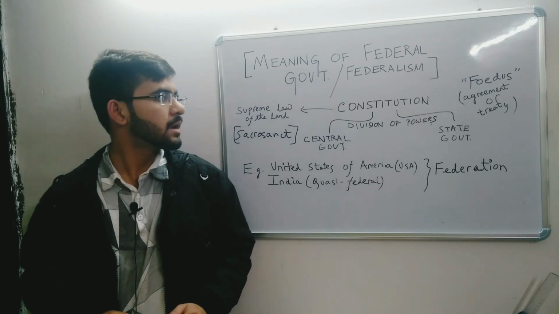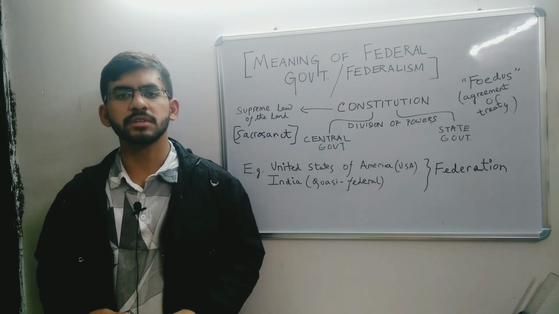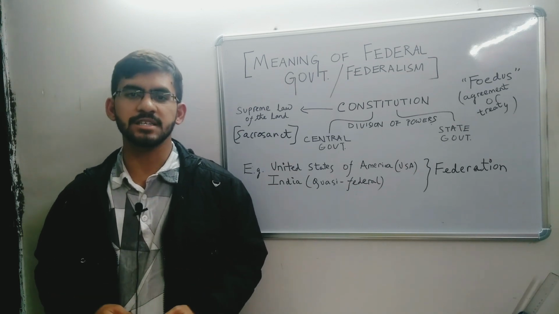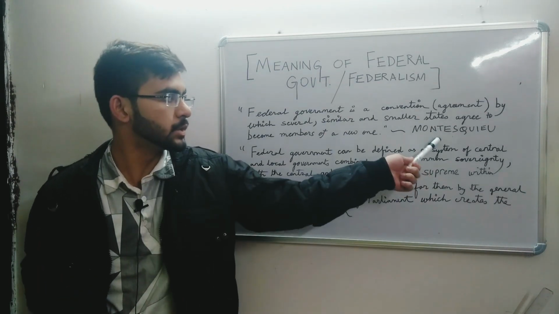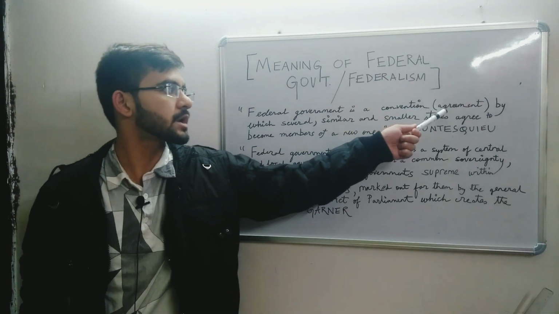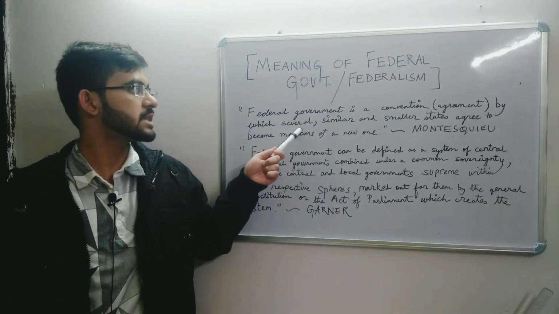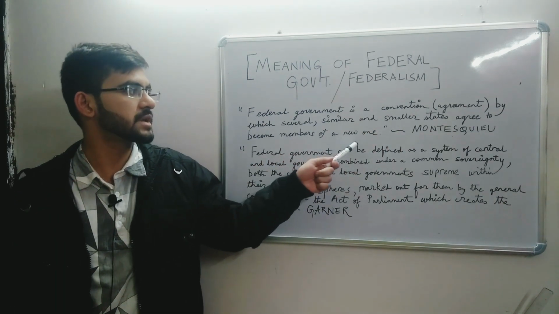On the other hand, we can now move on and take a look at some of the definitions of a federal system. The first definition, provided by Montesquieu, states that a federal government is a convention or an agreement by which several similar and smaller states agree to become members of a new one.